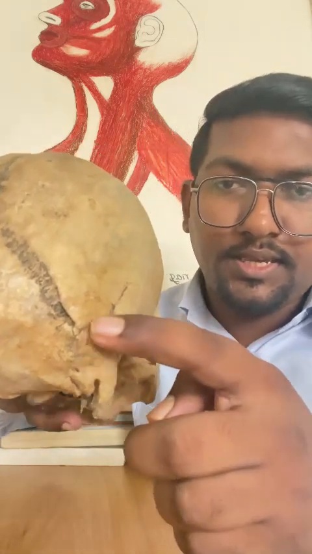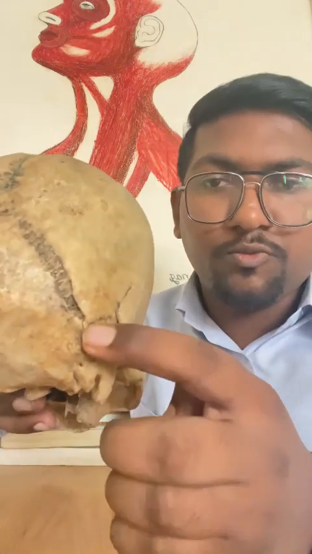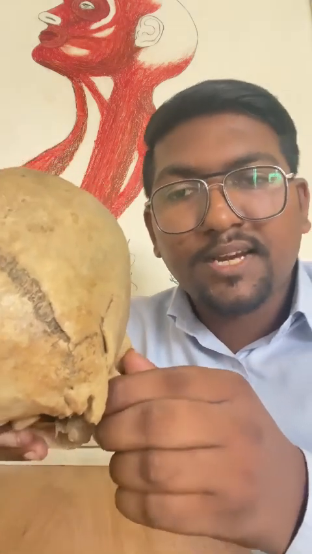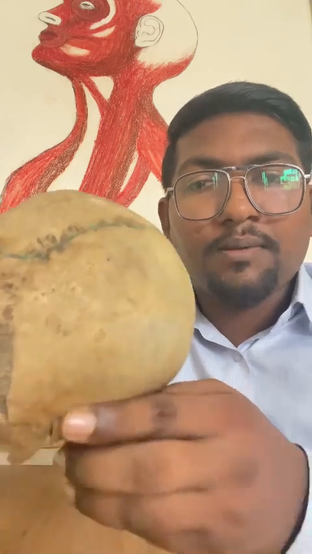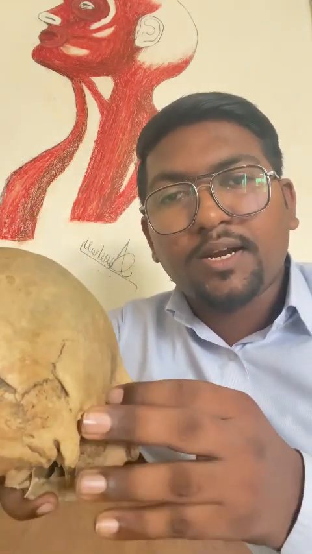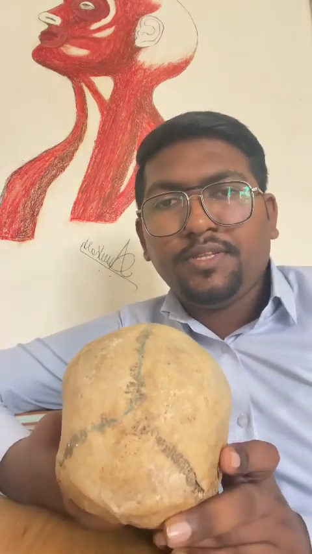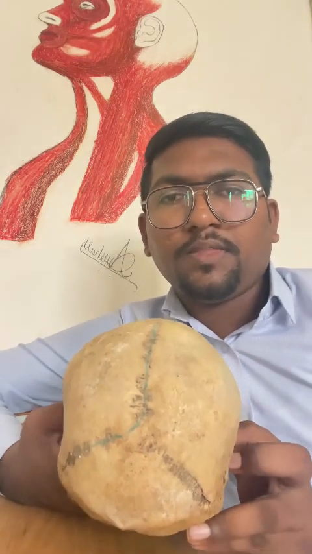And here you can see there is one more suture passing forwardly. That is present between the parietal bone and the mastoid part of the temporal bone. That is called the parietomastoid suture. Now we will read other features of the Norma occipitalis.